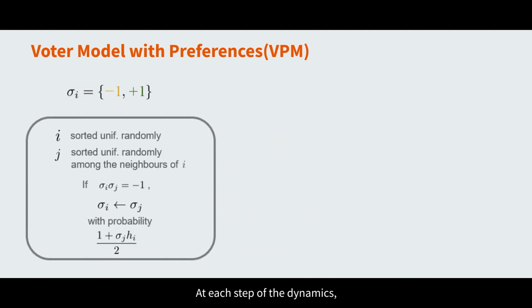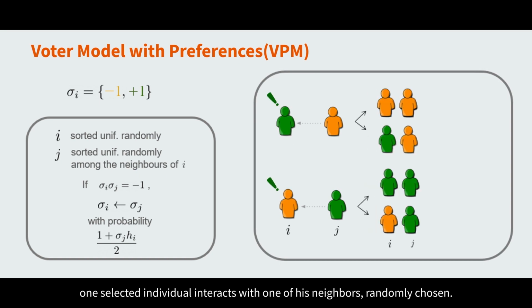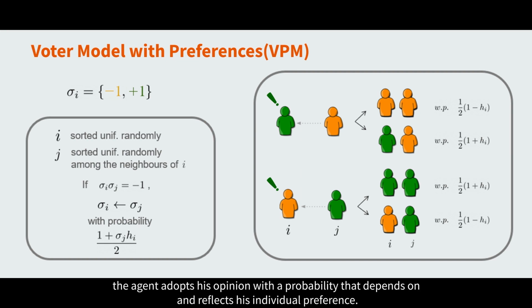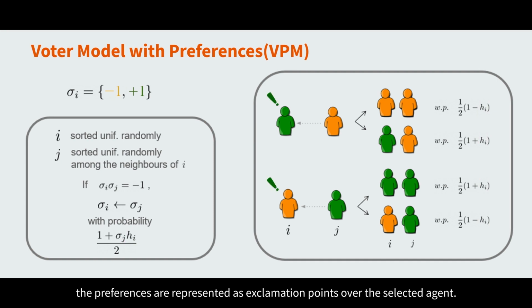At each step of the dynamics, one selected individual interacts with one of his neighbors, randomly chosen. If the neighbor has a different opinion, the agent adopts his opinion with a probability that depends on and reflects his individual preference. In the image, which explains the dynamics of the so-called voter model with preferences, the preferences are represented as exclamation points over the selected agent.